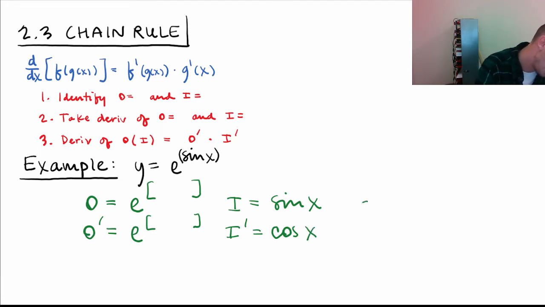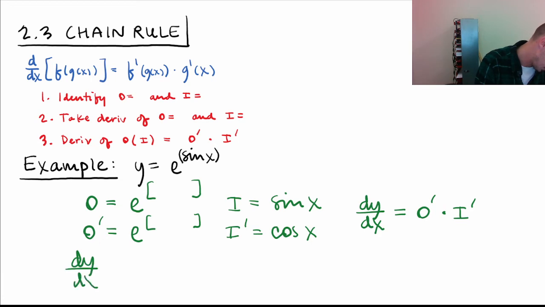Okay. And then eventually I know that dy dx is going to equal outside prime multiplied by inside prime. So I'll say that dy dx is going to look like e to the whatever, that's outside prime, multiplied by inside prime, which is cosine x. Okay, and what goes on the inside here is the same that went on the inside here at the beginning, which you can see is right there. So I just keep that the same.